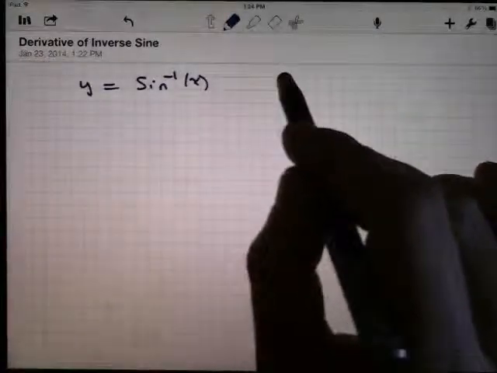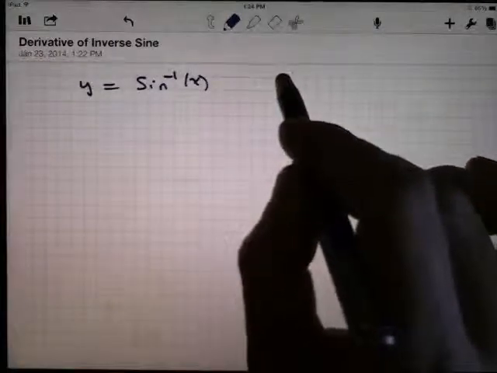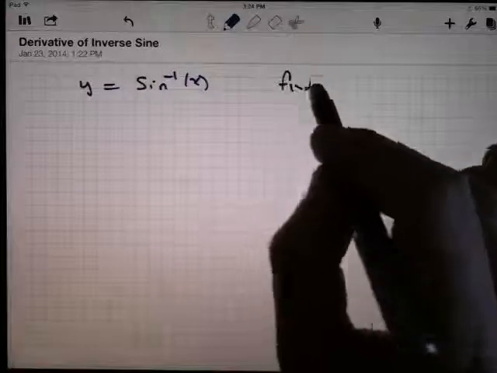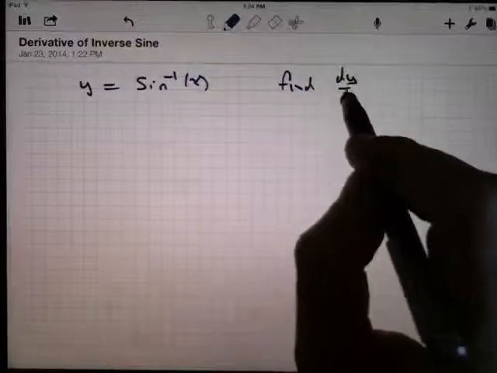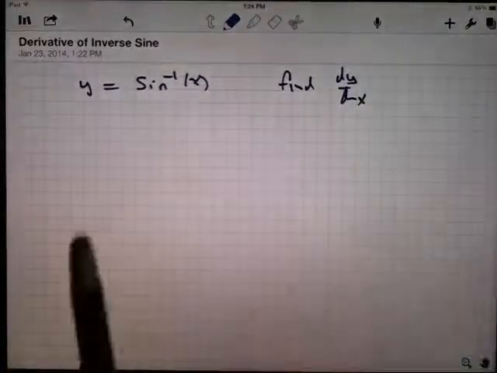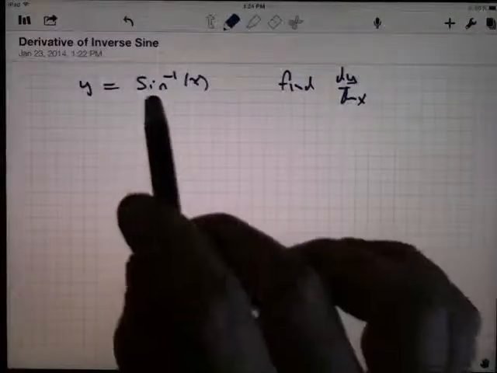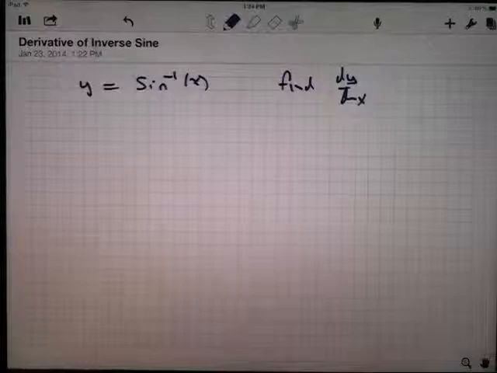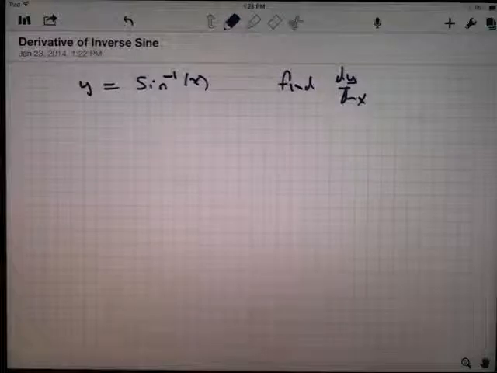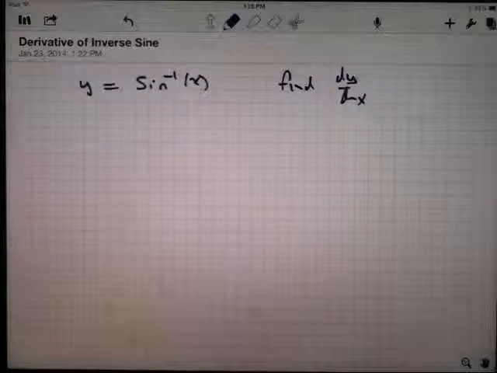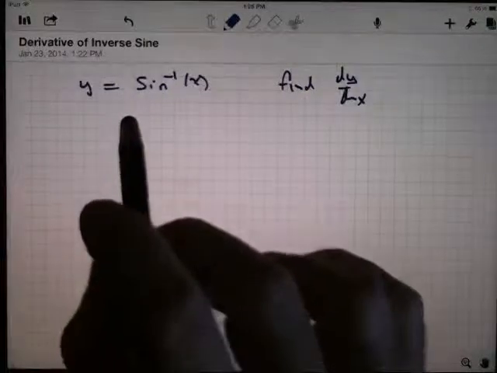And I want to find dy/dx. I want to find the derivative here. Okay. Now I could go back to the definition of derivative, saying the limit as h goes to 0 of sine inverse of x plus h minus sine inverse of x all over h, and see if I can work that through. It turns out there's a substantially easier way than doing that. And what I'm going to do is use implicit differentiation.